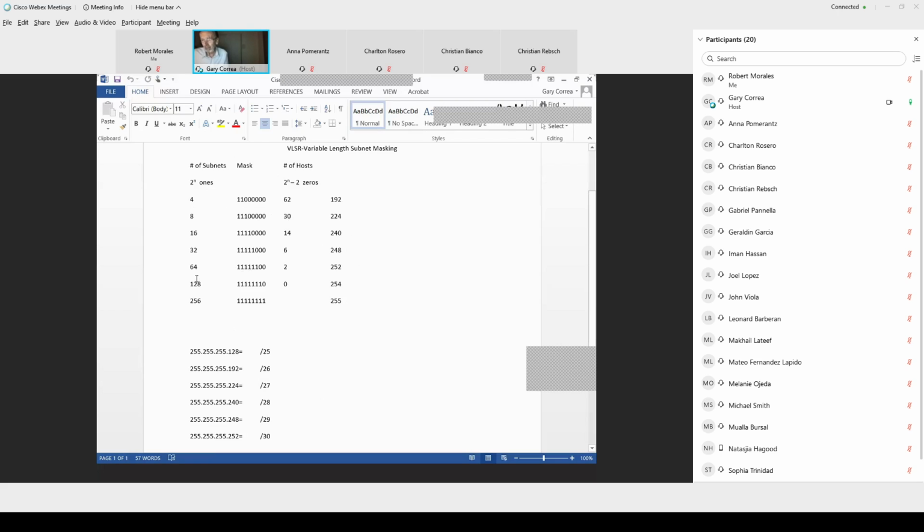Now, when you go up here, you have a lot of ones. A lot of ones gives you a lot of subnets. But a lot of ones giving you a lot of subnets means very few zeros. And very few zeros means what? Very few hosts on each subnet.